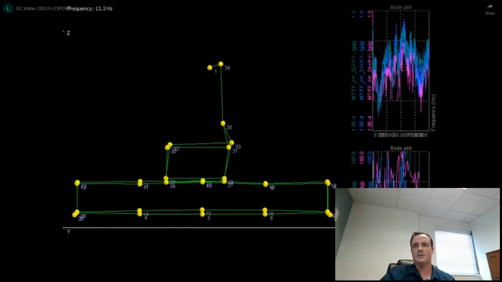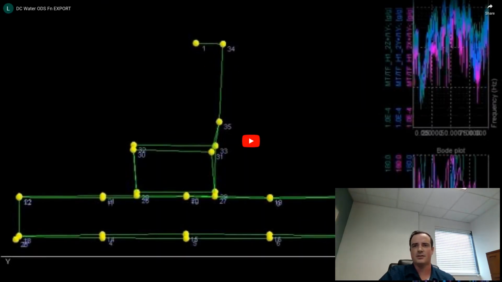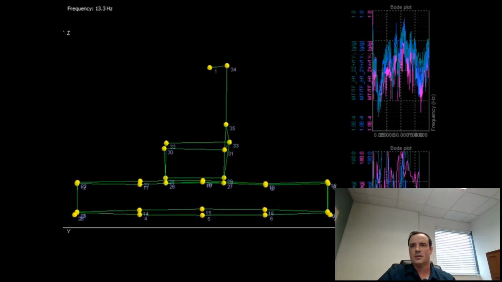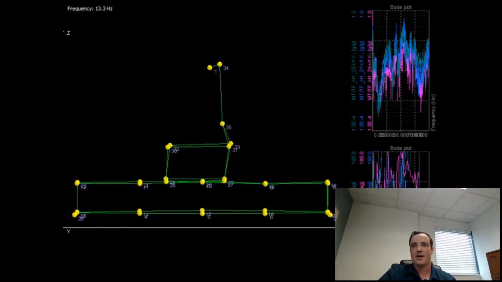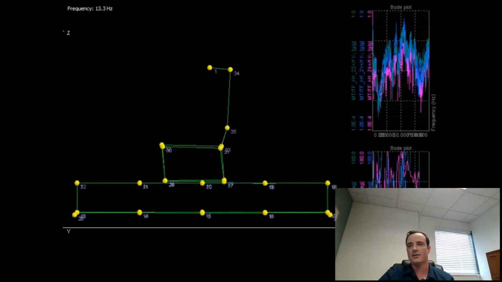So here you see an agitator that's acting as a rigid body and the beam structure deflecting. I'll play that one more time. Now, it's important to know that we have to be cautious of how we look at this, and is this bad or is this good? And that's in the analysis of this.